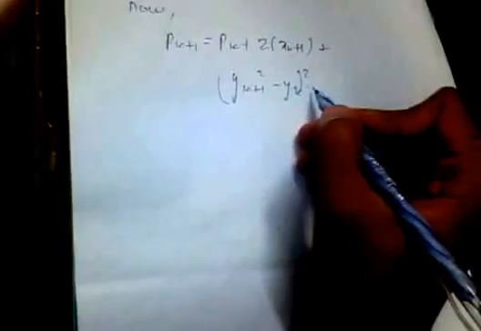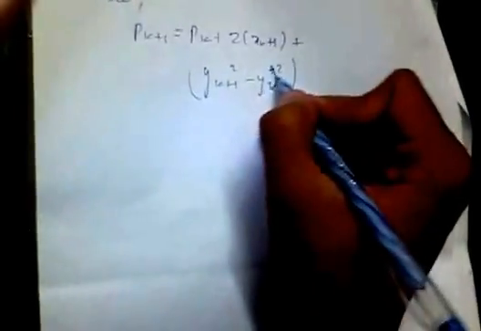Okay, now we have already derived that pk plus 1 is pk plus 2 times xk plus 1, plus yk plus 1 minus yk whole square in this way, and minus yk plus 1 minus yk. Now, everything lies behind this equation. Nothing else is required besides this equation. This equation gives every result which you want in midpoint circle algorithm.